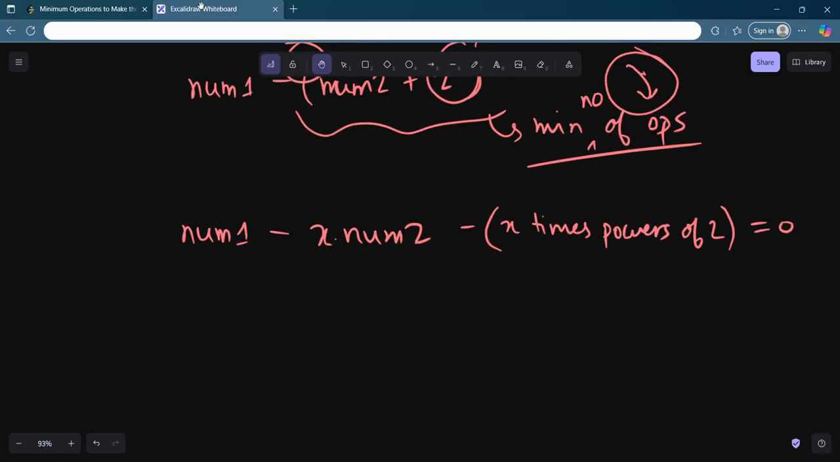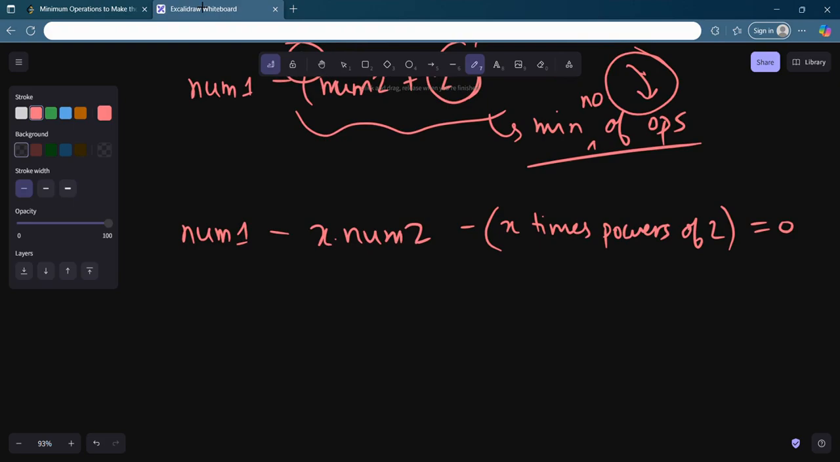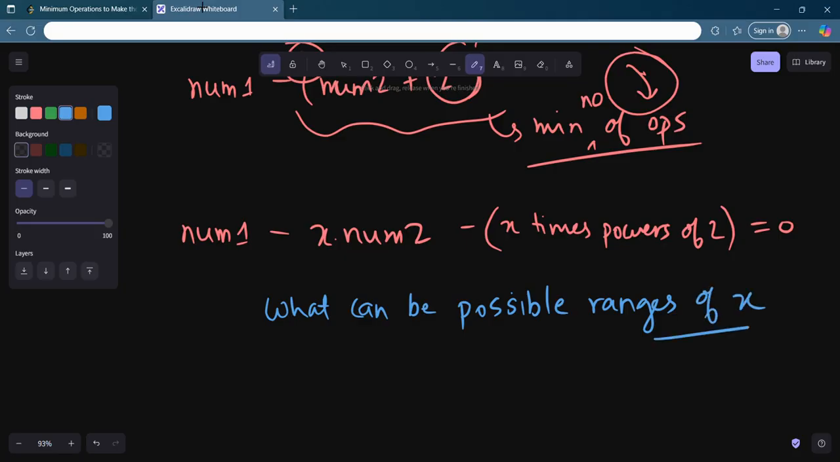Now you see what my objective to find right now is: what can be the possible ranges for x? What I mean by ranges is, what is the largest possible x value? What is the largest possible x value that I need to do? That is the number of operations that I need to do.